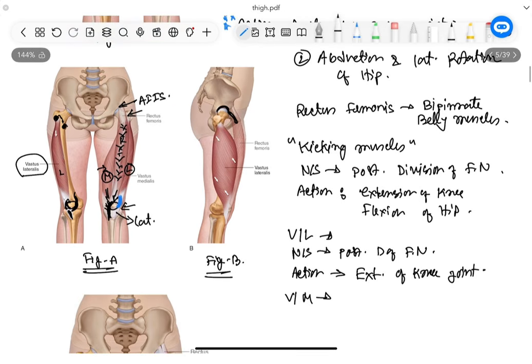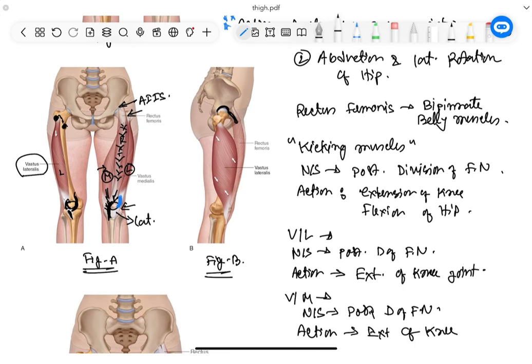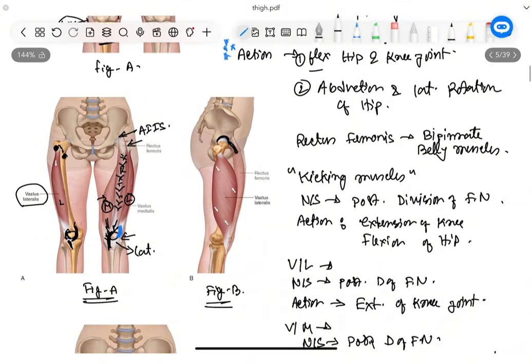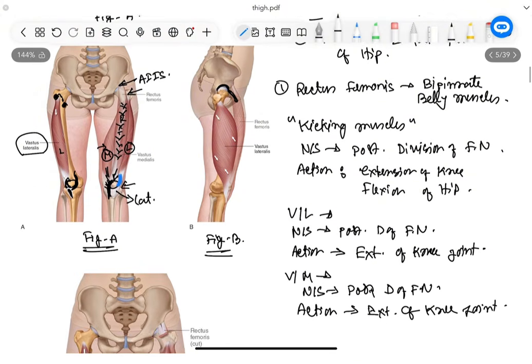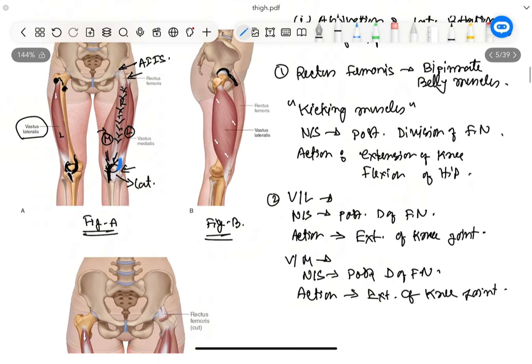So, the vastus medialis origin and insertion, after that come to the nerve supply. The nerve supply for the vastus medialis will again be from the posterior division of the femoral nerve. What is its action? Same action, it will do extension of the knee joint. So, we got about the 4 quadriceps muscles. Number 1 rectus femoris, number 2 vastus lateralis, number 3 vastus medialis.